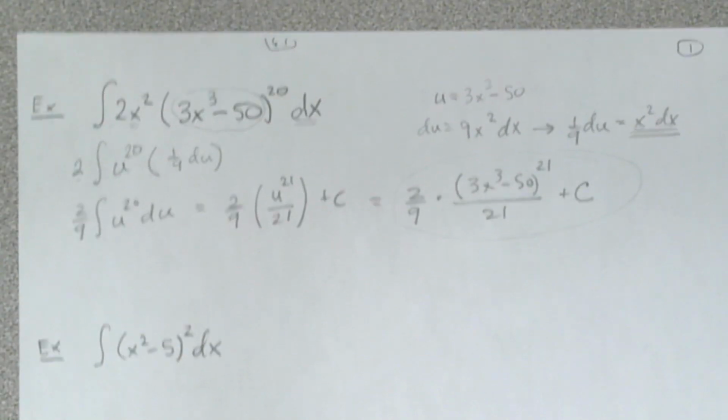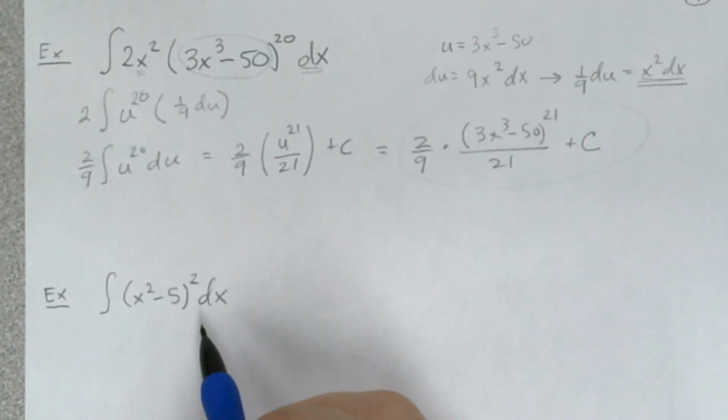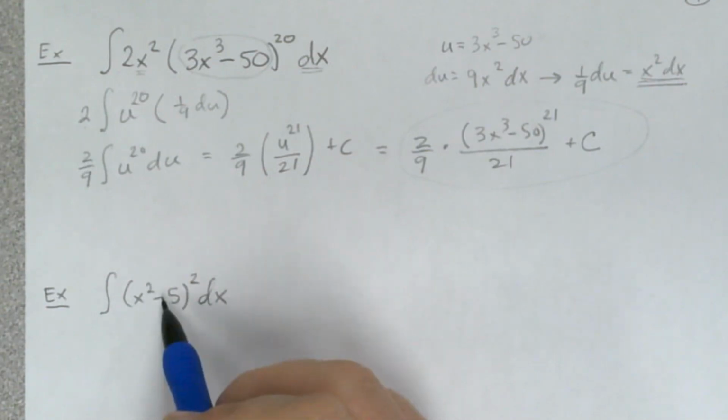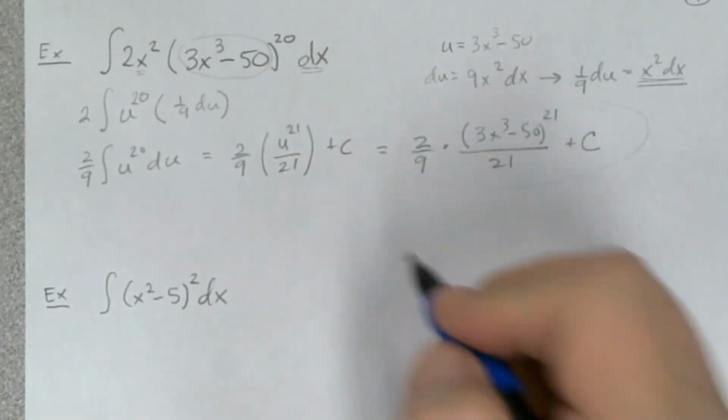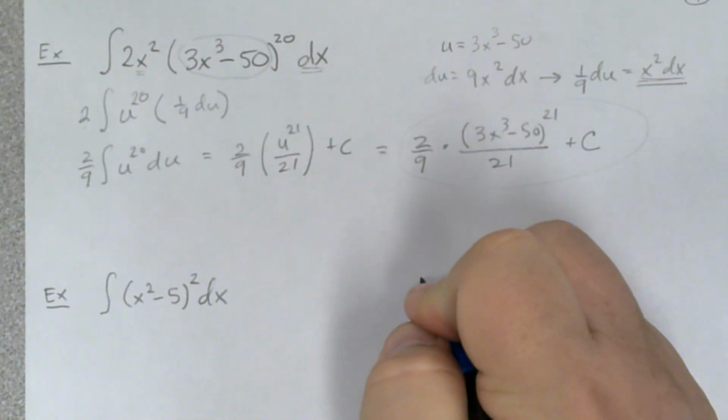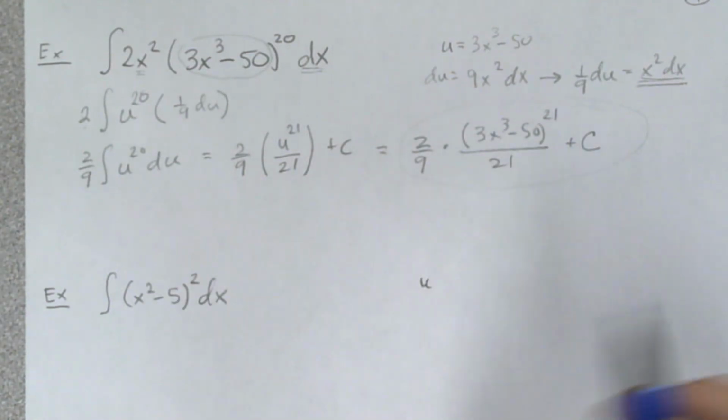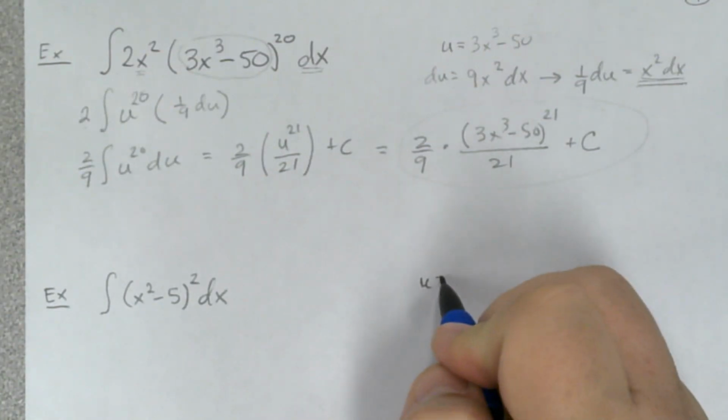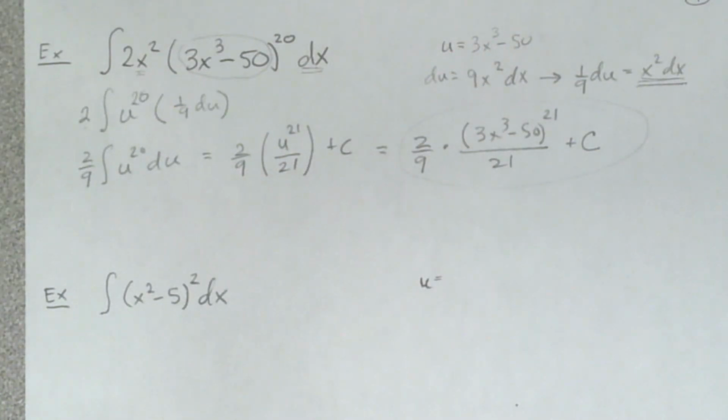So the next one we have is this one right here. Again, we look at it, and we see stuff in the parentheses, and so our first instinct is to say, okay, we're going to try u substitution. Anytime you see something in parentheses, your first instinct should be to try to do u substitution. It's your number one go-to.